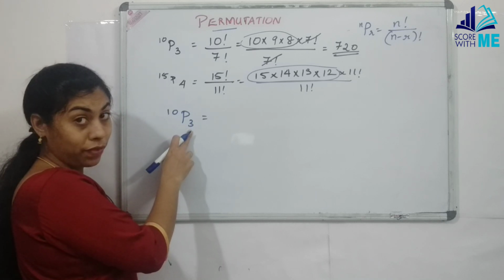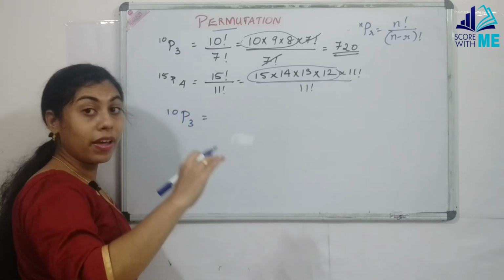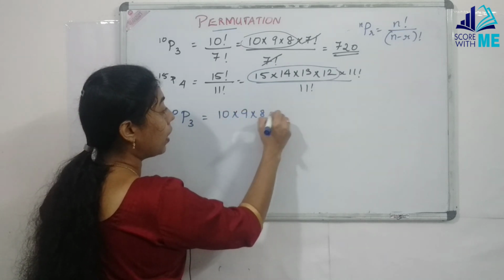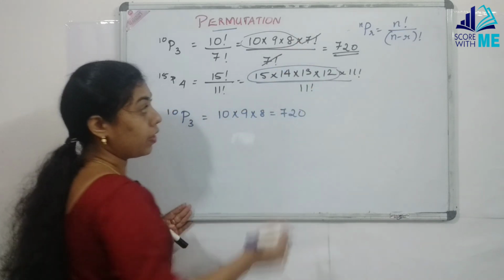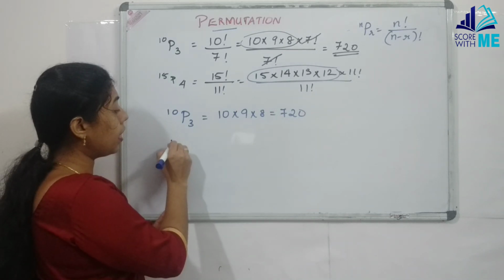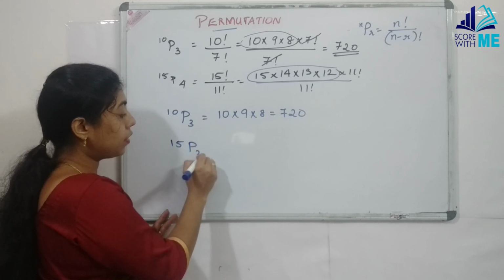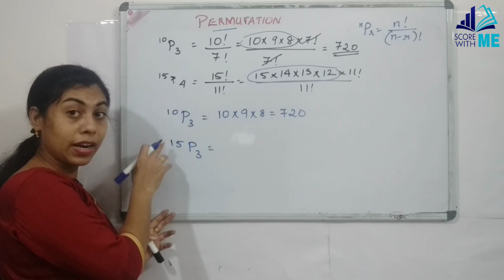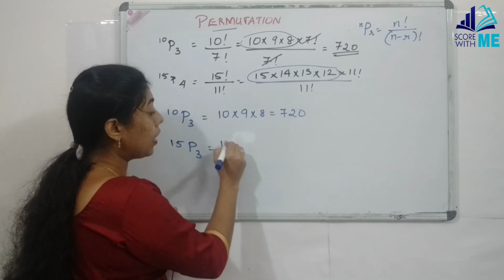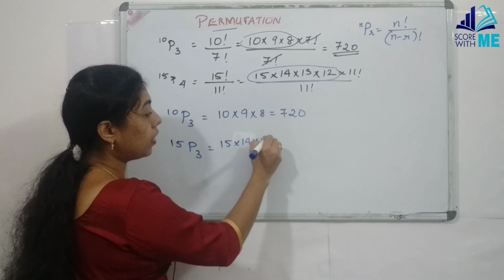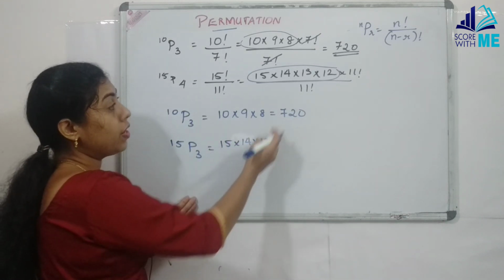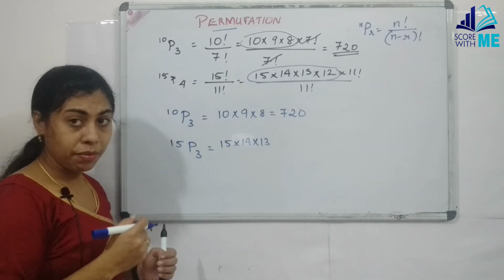In the r portion, we have 3. So in the decreasing order, if we write the 3 terms, 10 into 9 into 8, we'll get the answer without the need for calculation and simplification. Again, 15P3. If we have this, starting from 15, we need to write 3 places in the decreasing order. So we'll get 15 into 14 into 13. That will be enough. Even if we go for the formula, again we'll have one more term and we need to cancel them out. There's nothing more in that.